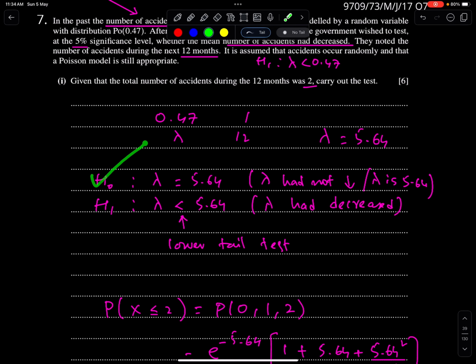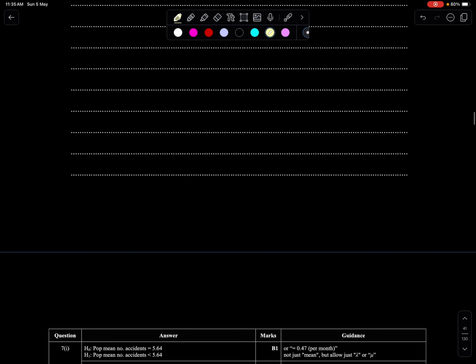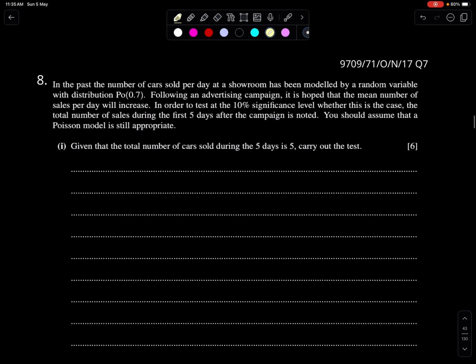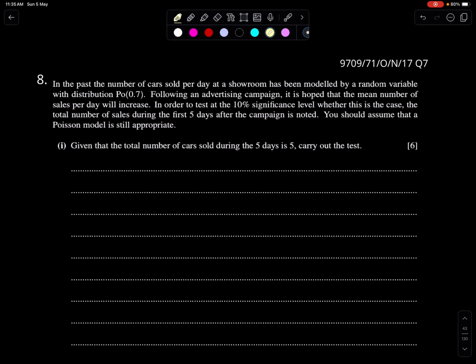The next question of Poisson. This question is from June 17, paper 7.3, question 7. In the past, the number of accidents per month. Okay, I'm sorry, this is the same question. Now, this is the next question: November 17, paper 7.1, question 7.